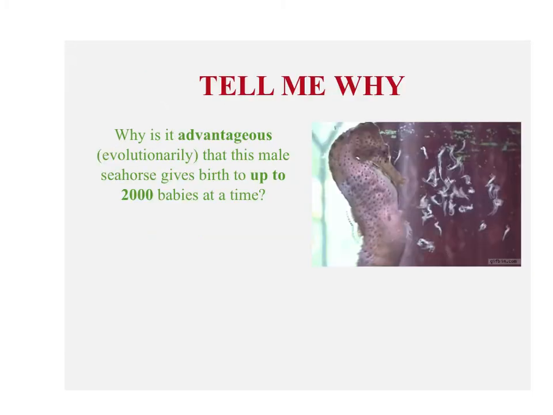So have a think about this question. Why is it evolutionarily advantageous that a male seahorse can give birth to up to 2,000 babies at a time? Think about why it might be good. There would be a little gif over here of a male seahorse basically exploding with babies, but I guess you can Google it if you really fancy. So pause and play again when you're ready to go through the answers. Think about why it might be evolutionarily advantageous for that male to have a bajillion babies at once.